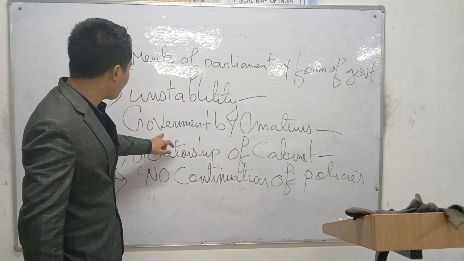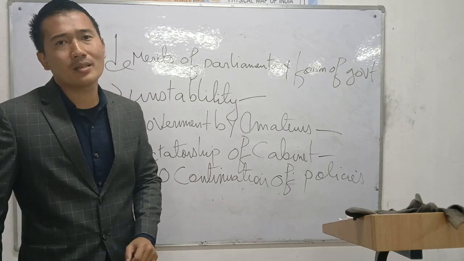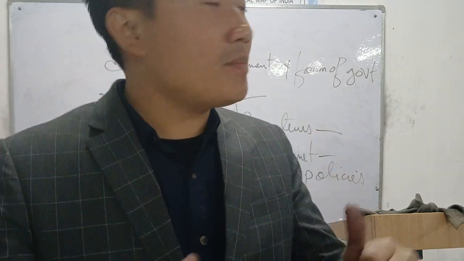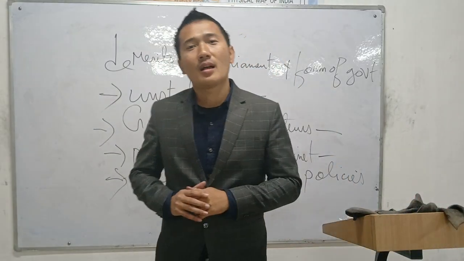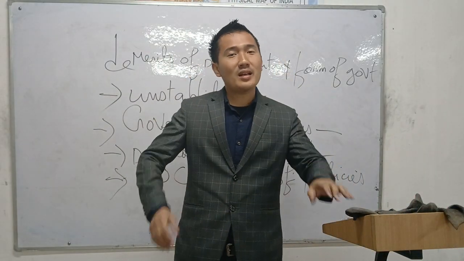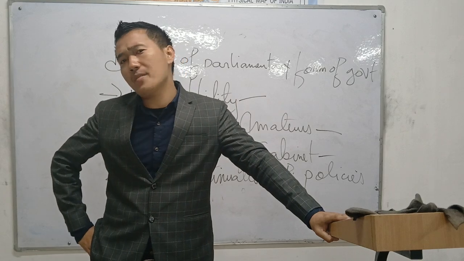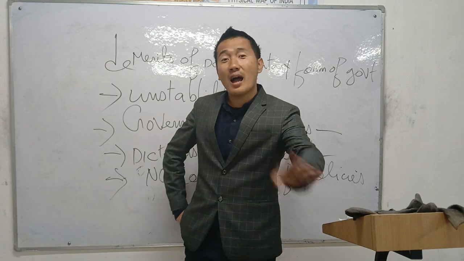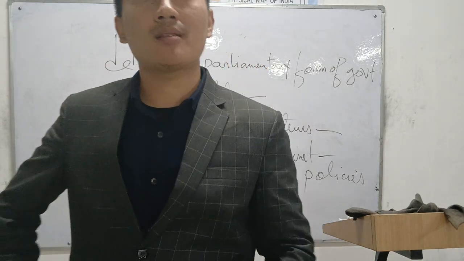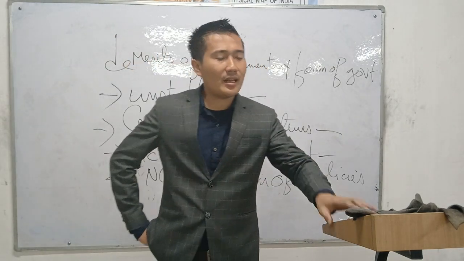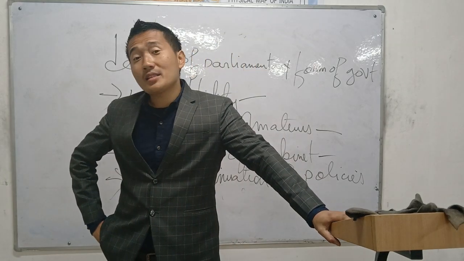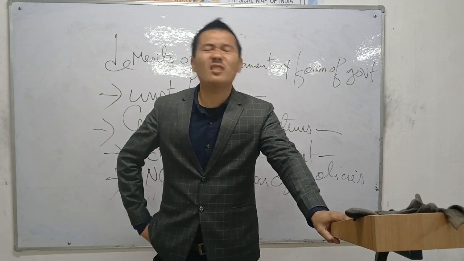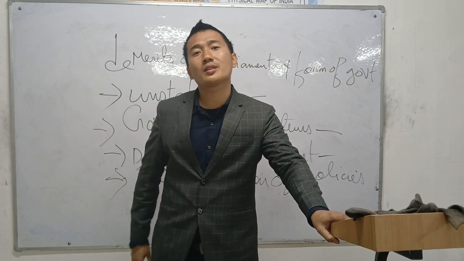One more thing: government by amateurs. Another worst feature of a parliamentary form of government is government by amateurs. That means what? Uneducated people run the country. The worst thing about the parliamentary form of government is that 80% of the politicians are unqualified, uneducated, criminals. You see in Nagaland. In the Nagaland Assembly, if you see the MLAs and ministers, they are almost unqualified, unskillful.